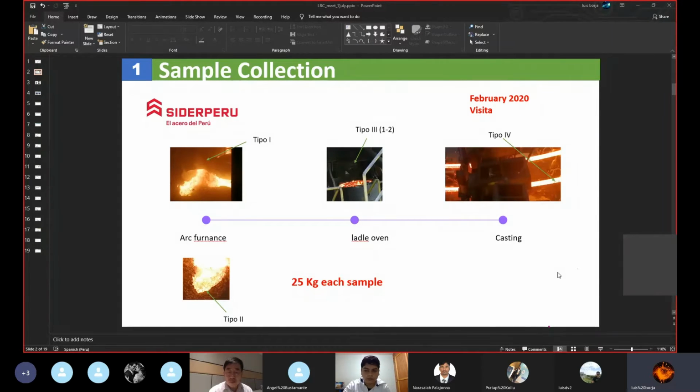We made a trip in February 2020, on the 13th, at SiderPeru to see what the process of production of the iron steel was, and to take some samples of each process. SiderPeru has a process of steel production that consists of 3 principal steps. One is the arc furnace, the second one is the ladle oven, and finally the casting.